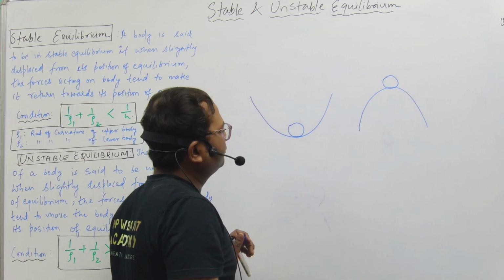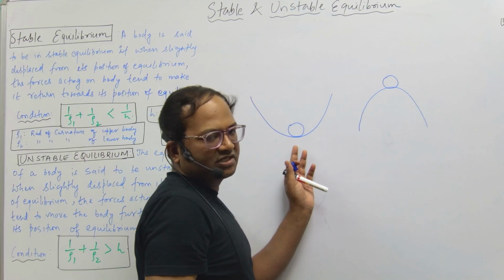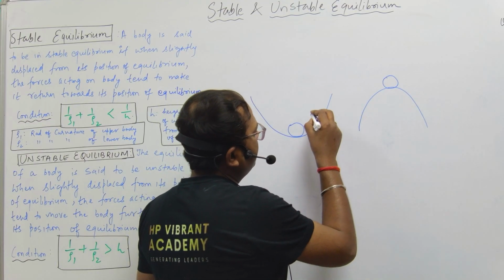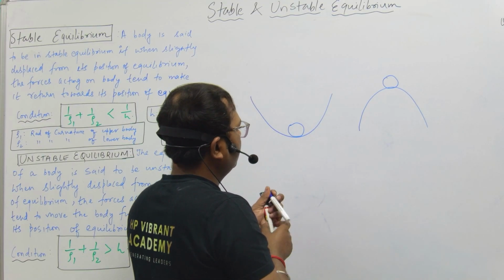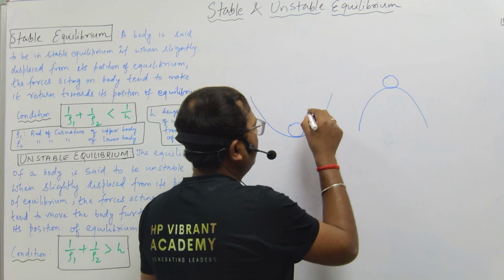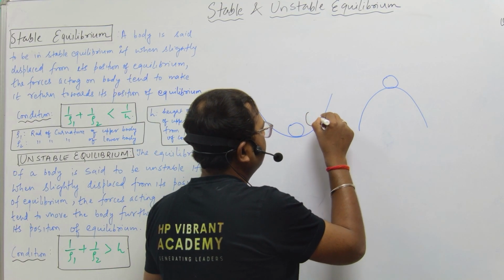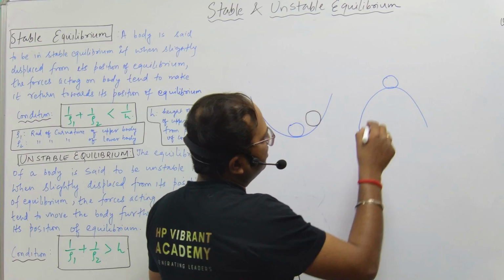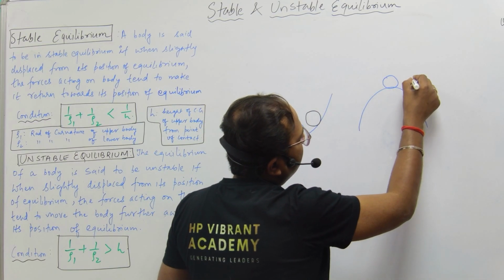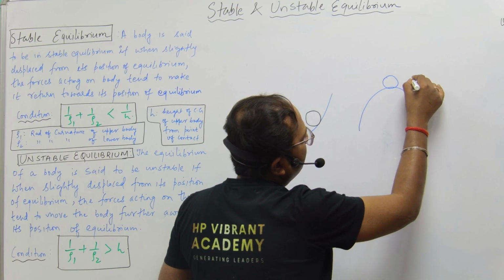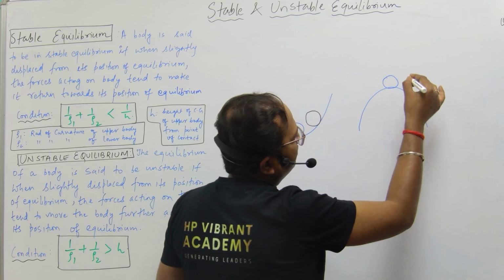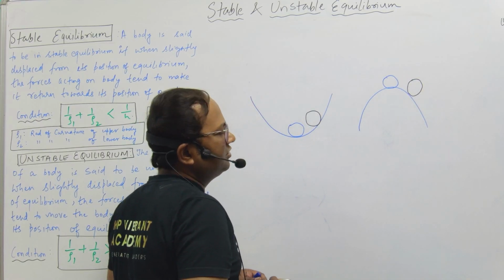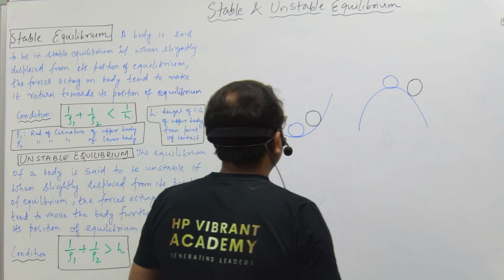Now in the first case, we give a slight displacement to this ball. So the new position of this ball will be this one. And in the second case, let us give a displacement here. So the new position of the ball will be like this. Now let us read the statement of stable and unstable equilibrium.